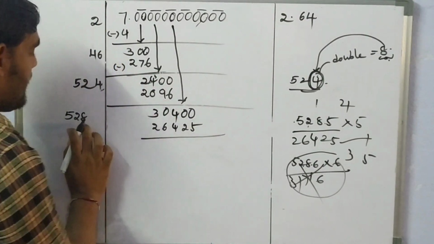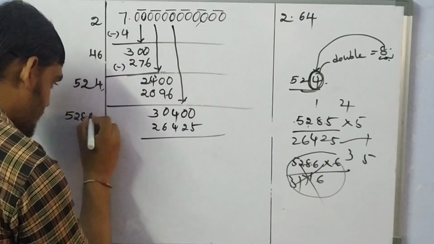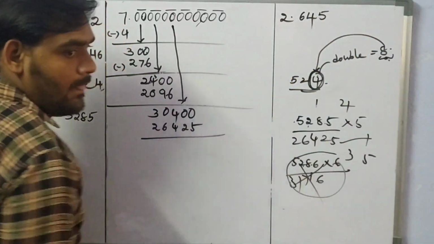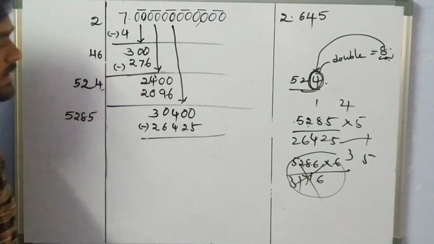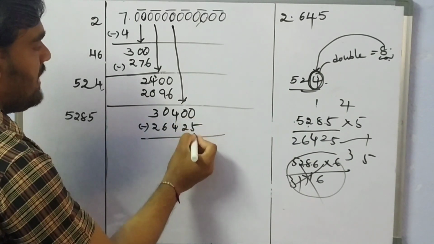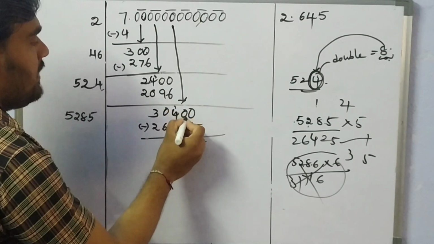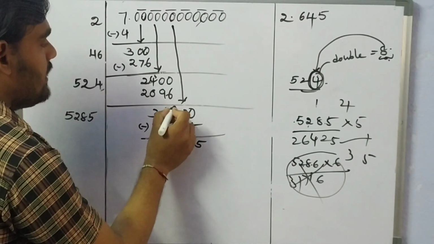See here, what did I write? After 528, I wrote here 5. I need to write here 5. Here also I need to write. After that, we need to do subtractions. See, borrow we must take, 10 minus 5, 5. Here, when you give borrow, it will become 9. 9 minus 2, 7. Here you will get 3.